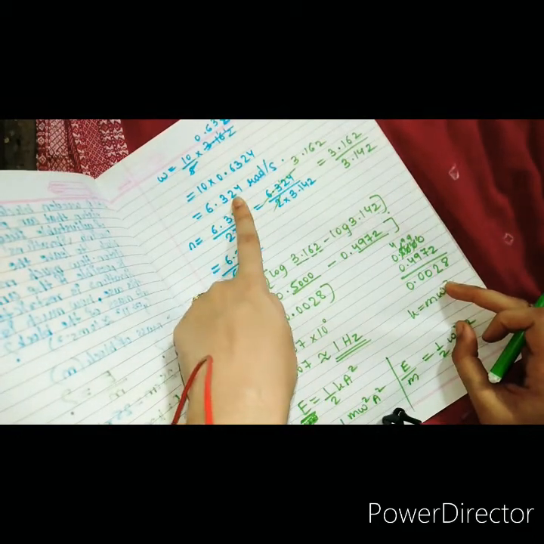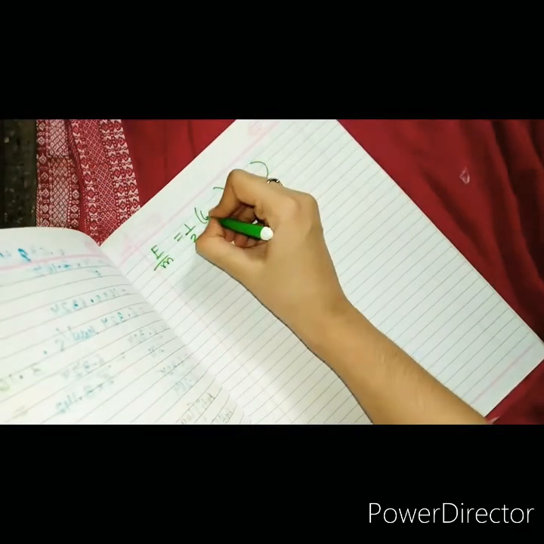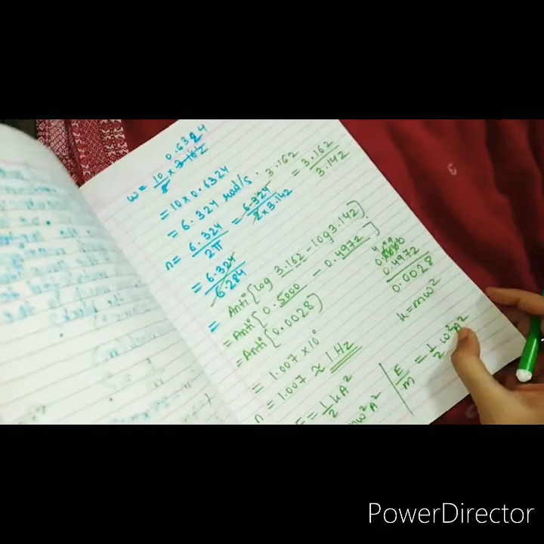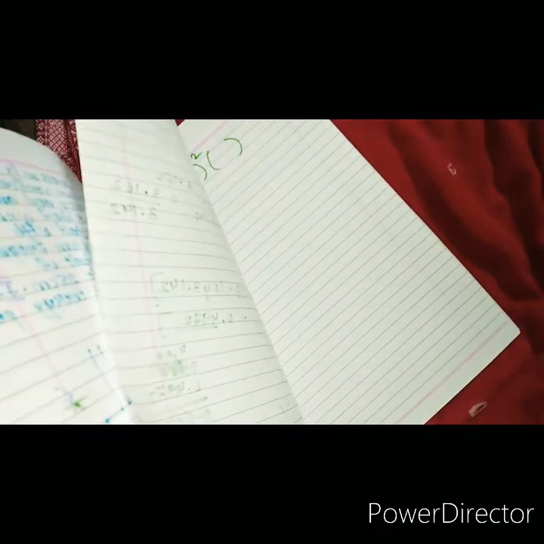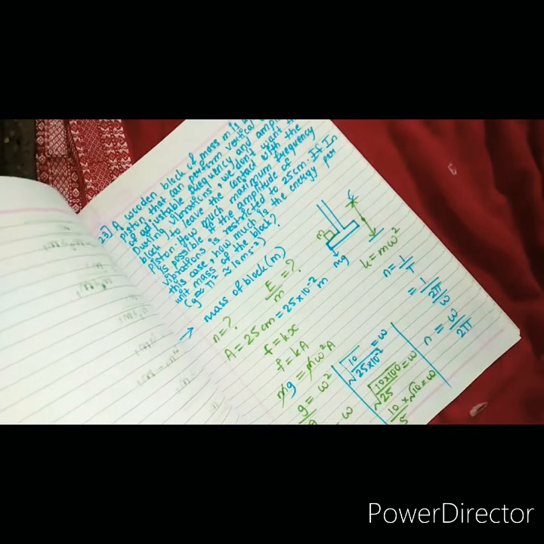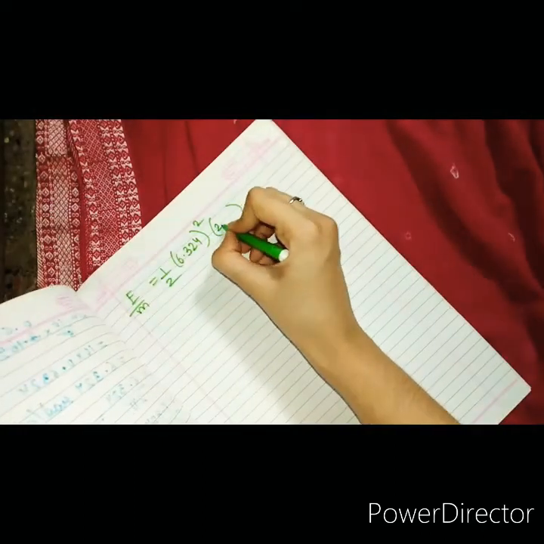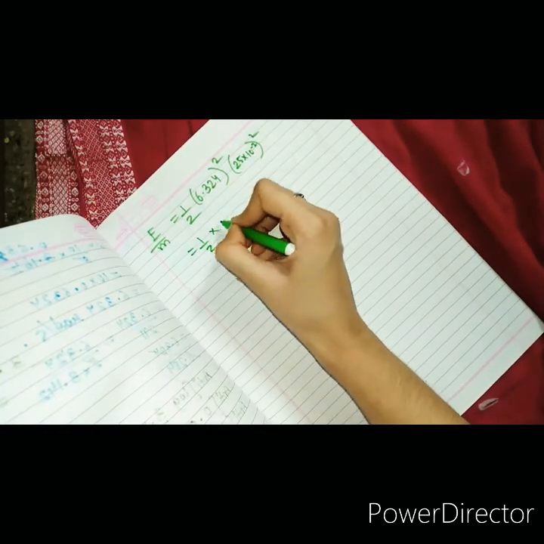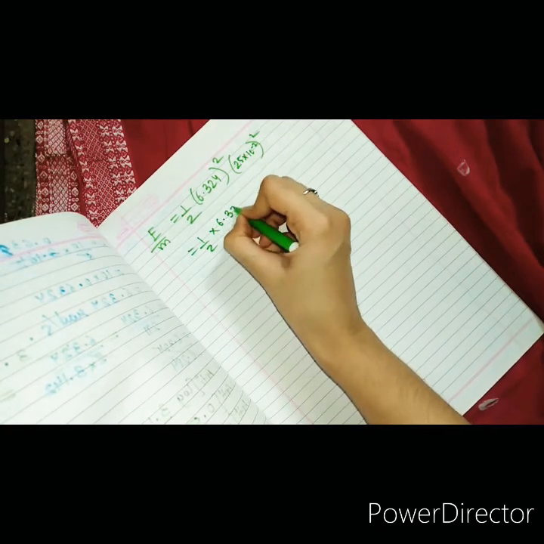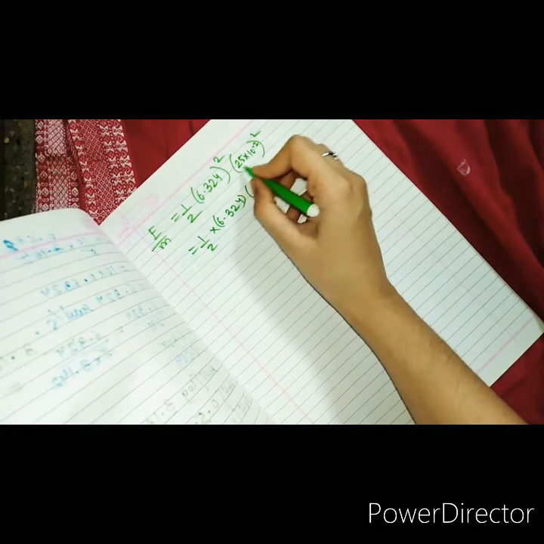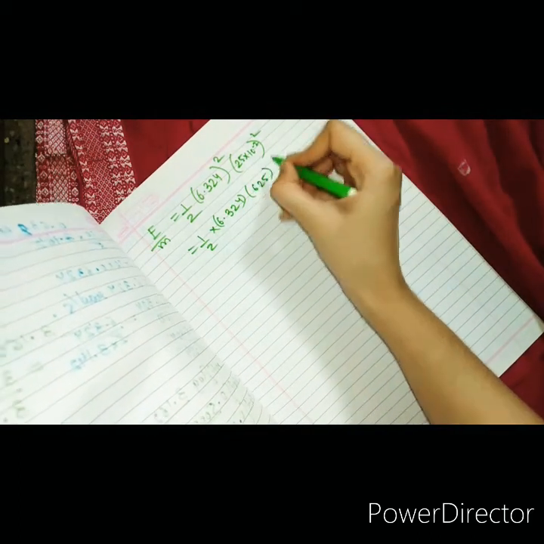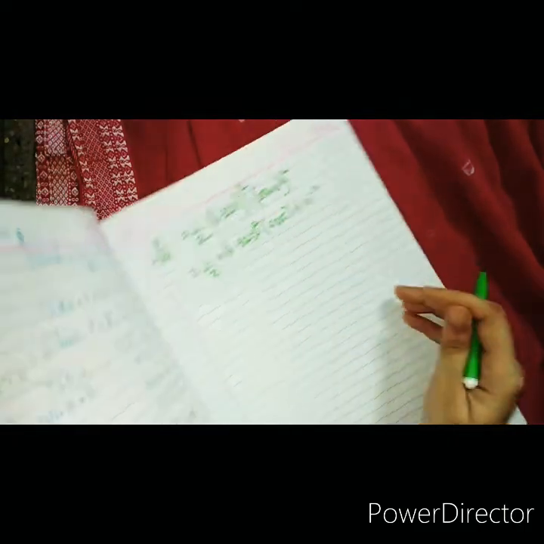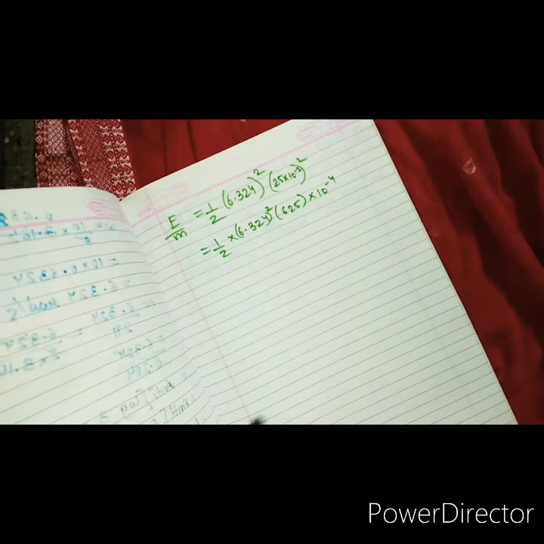Omega is nothing but 6.324, square, and a square of the amplitude. What is amplitude? 25 into 10 raised to minus 2. Square of that, 25 into 10 raised to minus 2 square of this. So we'll just do it quickly. 6.324 as it is, 25 squared becomes 625 and 10 raised to minus 4, right? Okay, square. Then what next?